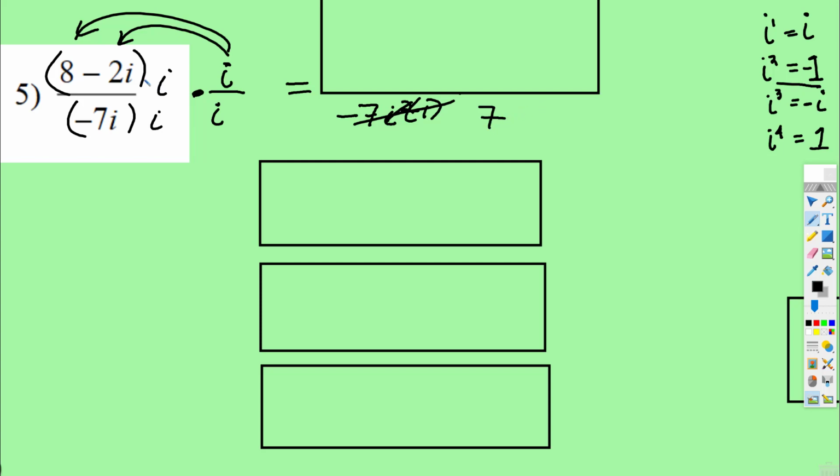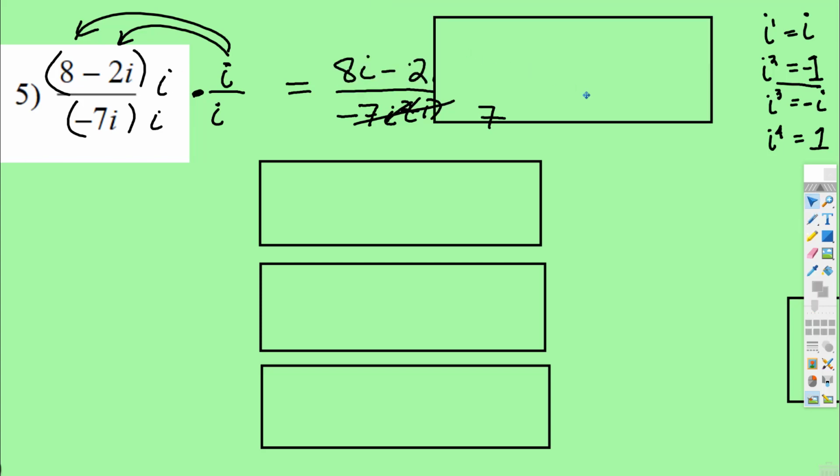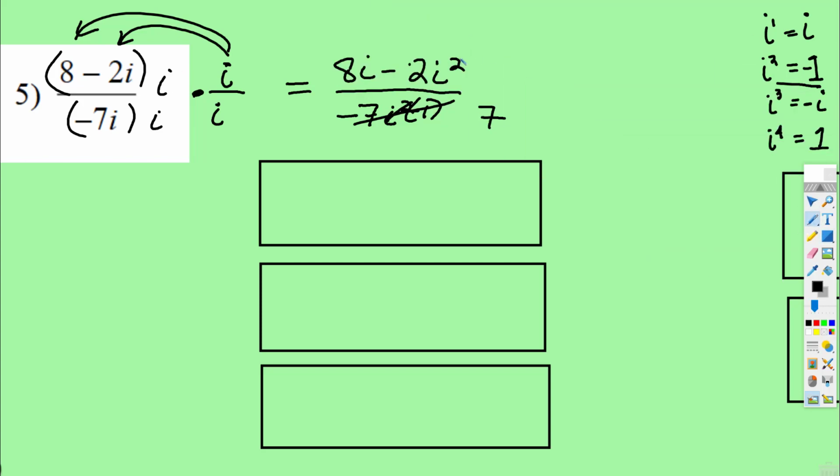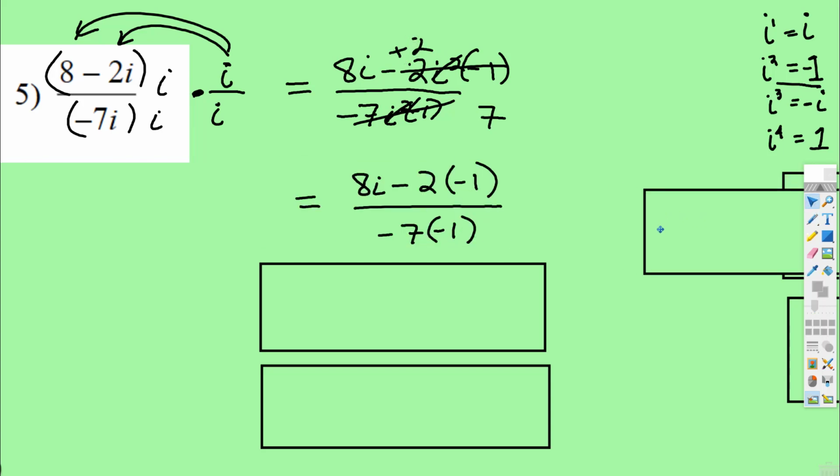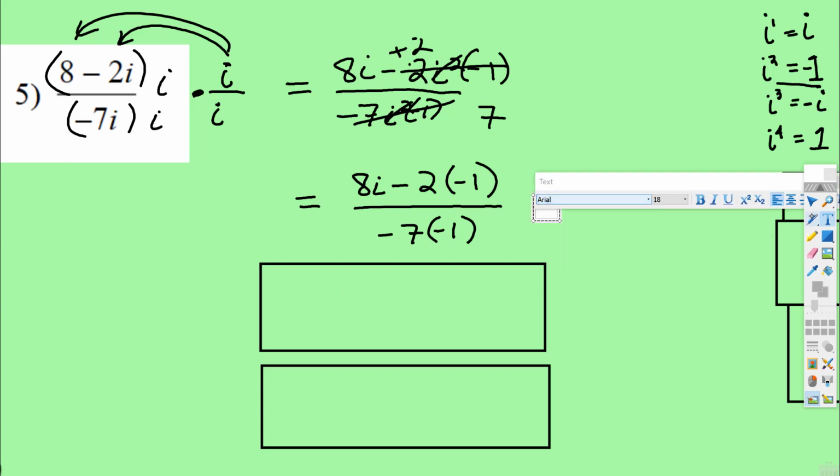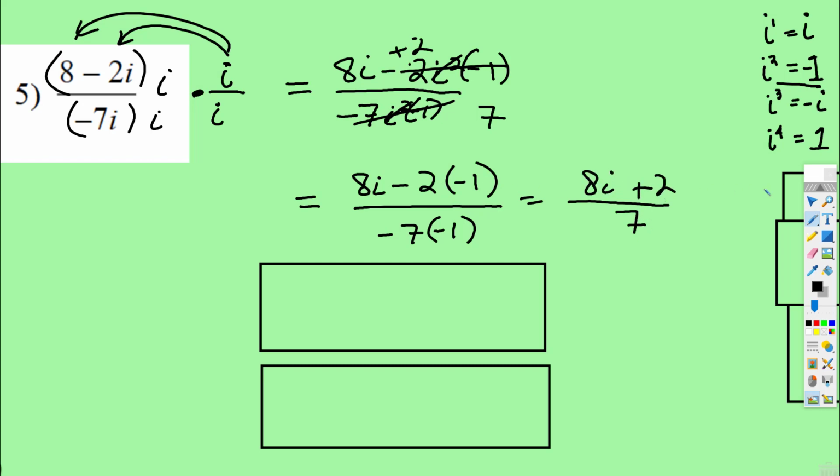And in the numerator, i times 8 is 8i. -2i times i is -2i squared. And then the i squared cancels to -1. -2 times -1 cancels to +2. So let's see, I'm just showing you the steps right there. And then remember, this simplified to +7, and this simplified to 8i plus 2.